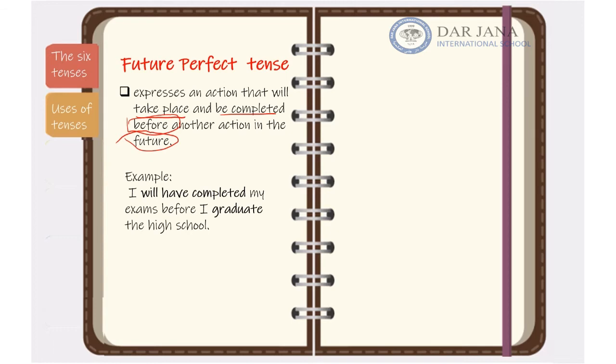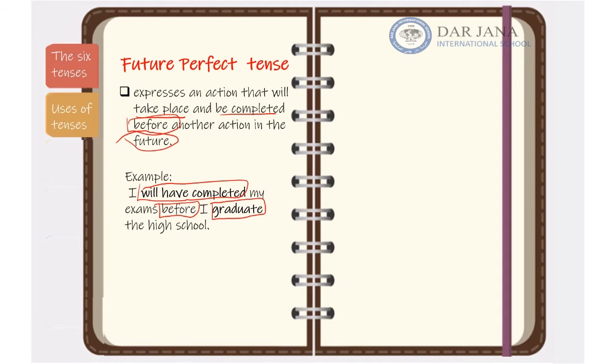Now, if you look at the sentence, it's clearly in the future. You have the verb graduate. That's an action in the future, but used in the present tense to signify a fact that's going to happen in the future. And then they have the other verb, which is will have completed. Before is the time phrase here. Okay, so it's an action that will take place and will be completed before another action in the future.